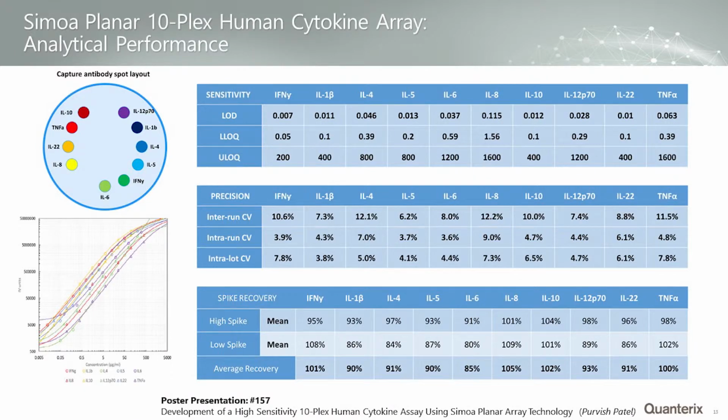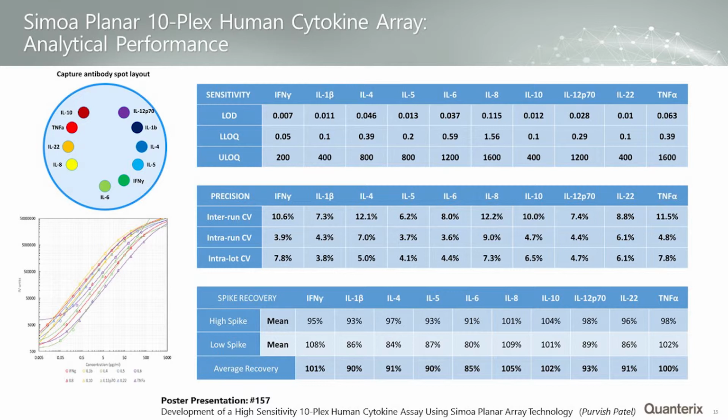So this is a 10-plex, we call it, it's a human cytokine array, and Purvish, one of our employees, has a poster after this, so go along and maybe even vote for him. He's a good guy, he would love to win the best poster award, I'm sure.